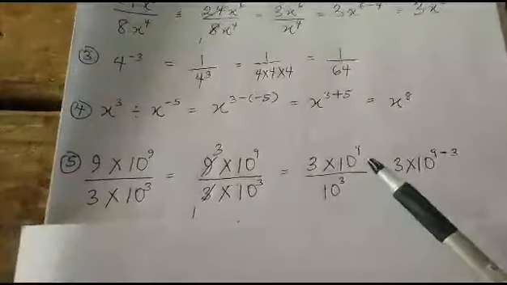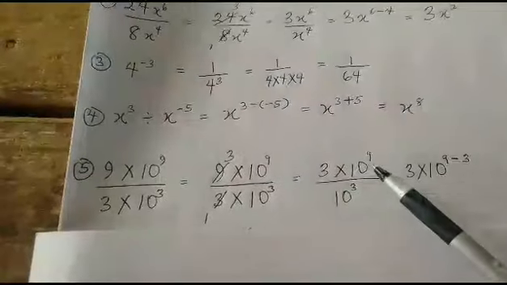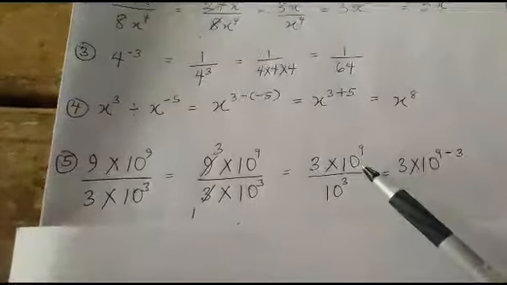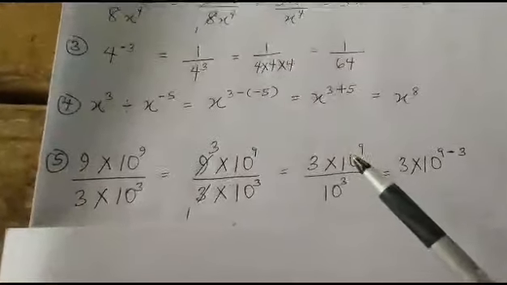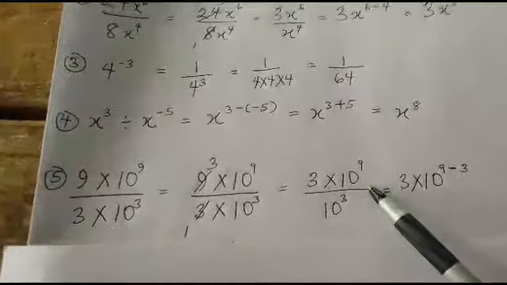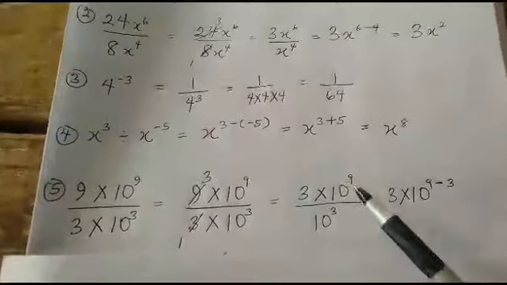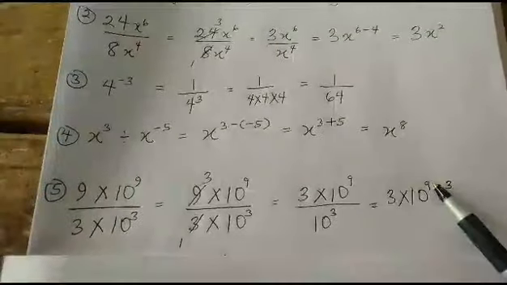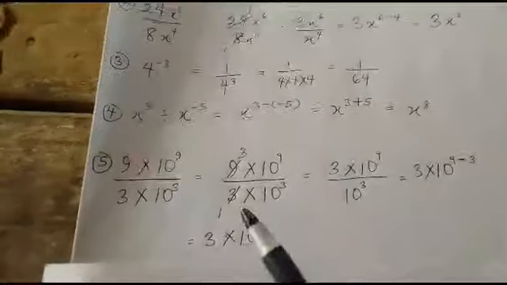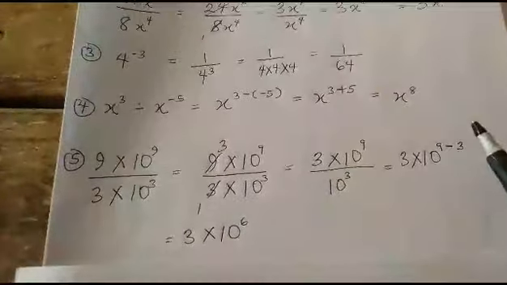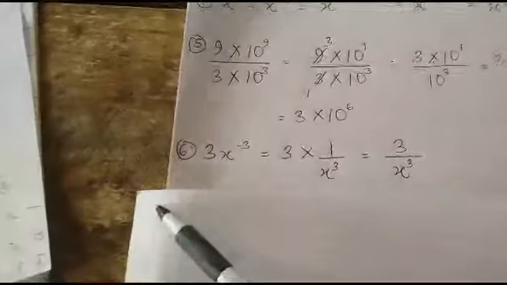Now from here, you realize that 10 raised to power 9 and 10 raised to power 3 have the same base. Since they have powers, you can easily apply the law of indices here, which says that if it is division, you subtract their powers. So that means 3 times 10 raised to power 9 minus, because this is division, you say minus 3. So 3 times 10 raised to power 9 minus 3 will give us 6. Then number 6. Number 6, that is what?